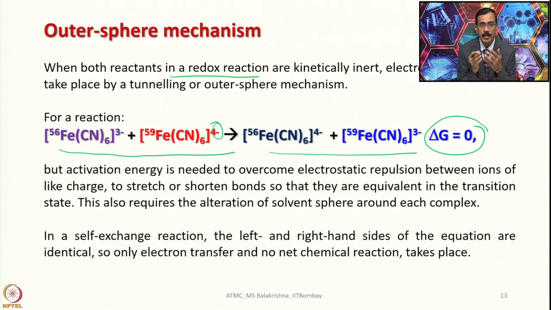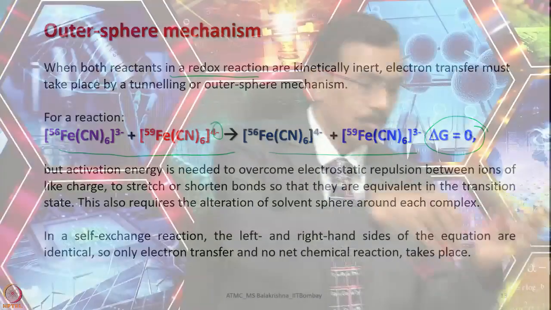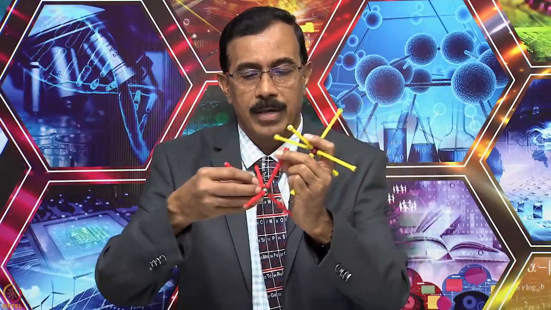For what is activation energy needed? It is needed to overcome electrostatic repulsion between ions of like charge, to stretch or shorten bonds so that they are equivalent in the transition state. For example, if I take something like this, they are not stable, so they keep coming together, and of course they are magnetic, you know that they try to interact.